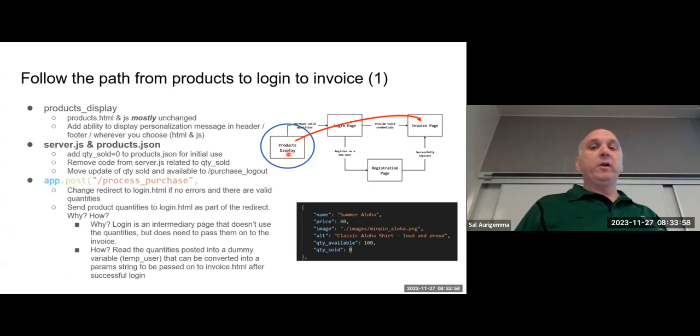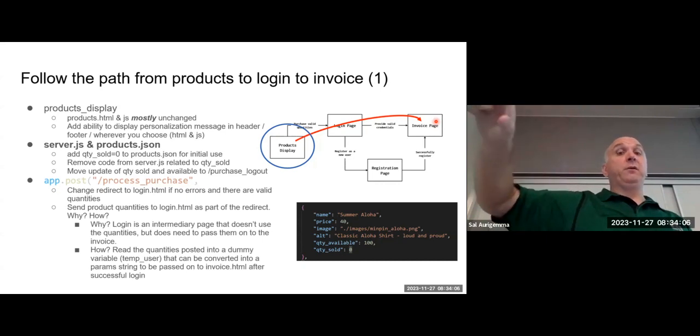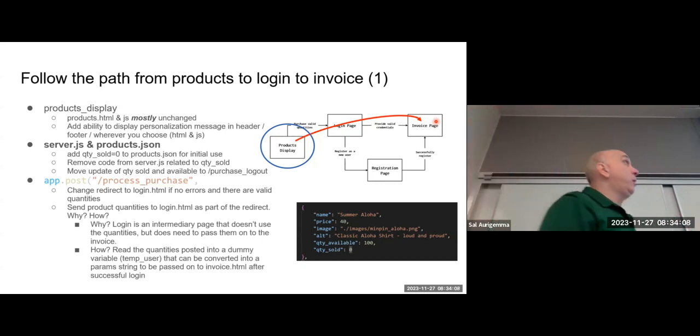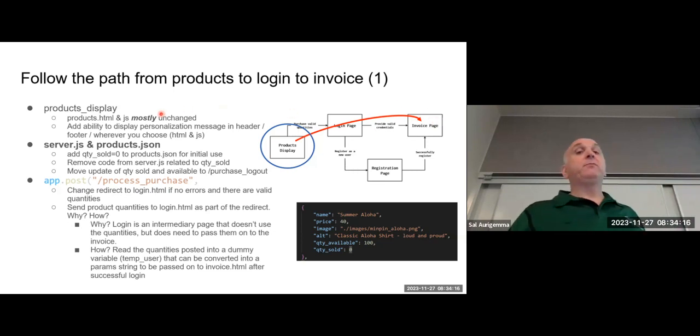So you see this is kind of where we are, products display. We're going to add the login page. We're going to go to invoice. So again, this PowerPoint is on the bottom of the instructions. I uploaded it, and you can kind of see, what do I need to do to get this to work? Okay, so my products display, my products HTML and JavaScript are mostly unchanged. I'm going to go over kind of like what needs to change at a minimum.